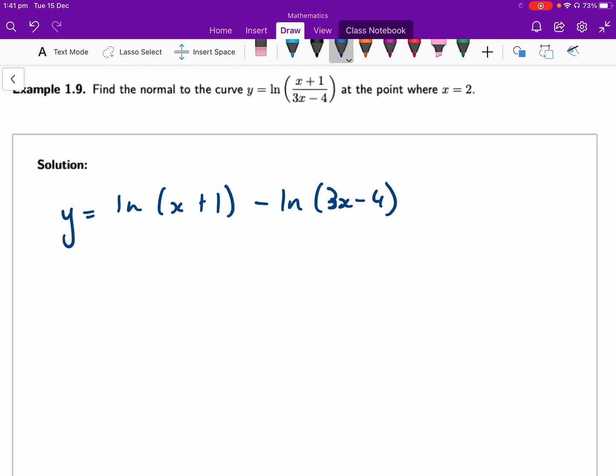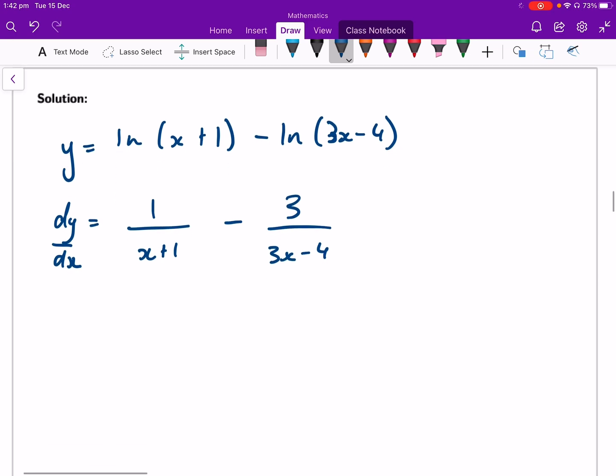Okay, so when I have a fraction like this, I can subtract the numerator and the denominator. So here I can derive this rather nicely. So dy/dx would equal the derivative of x plus 1, which is 1, over the original function with ln, here it would be x plus 1. Then I'm going to subtract, okay, deriving 3x minus 4 gives 3 over 3x minus 4.